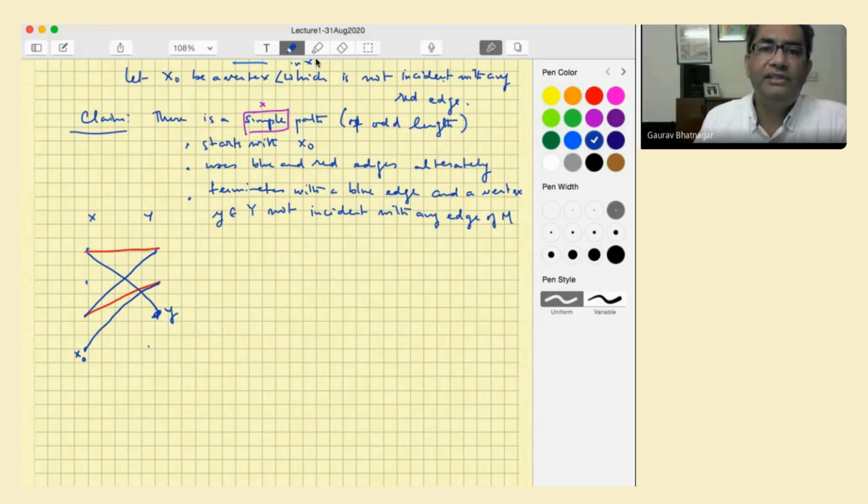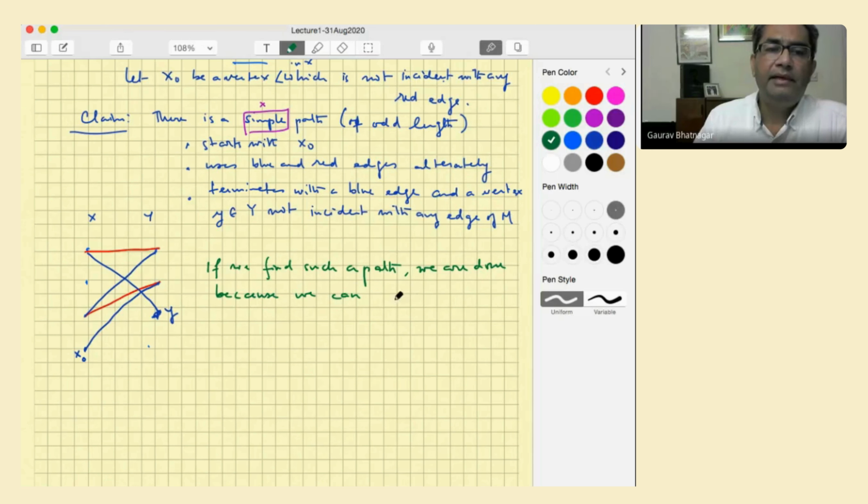So if we find such a path, we are done, because we can interchange blue and red and get a larger matching.